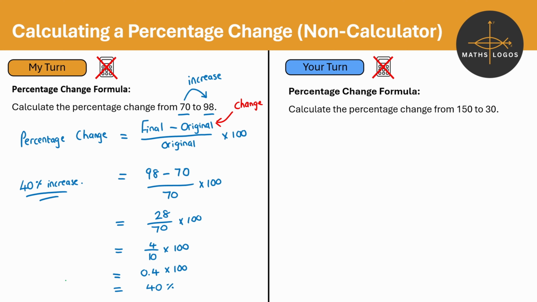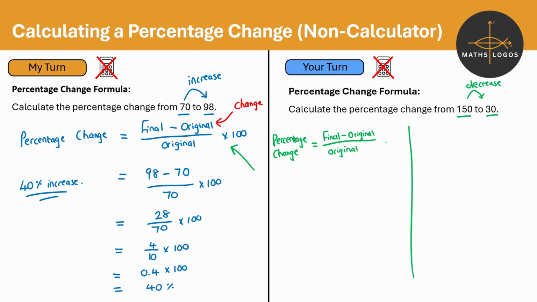Pause the video and give this question a go. Calculate the percentage change from 150 to 30. This is clearly a percentage decrease. Let's bear that in mind. And we have two options to do this question. The first is to use the formula that I used over here. So that's the percentage change is equal to the final subtract the original divided by the original multiplied by 100. Or we can use the formula the percentage change is equal to the change divided by the original multiplied by 100. And all we have to be happy is that this numerator, the final subtract the original, is the same thing as working out the change.